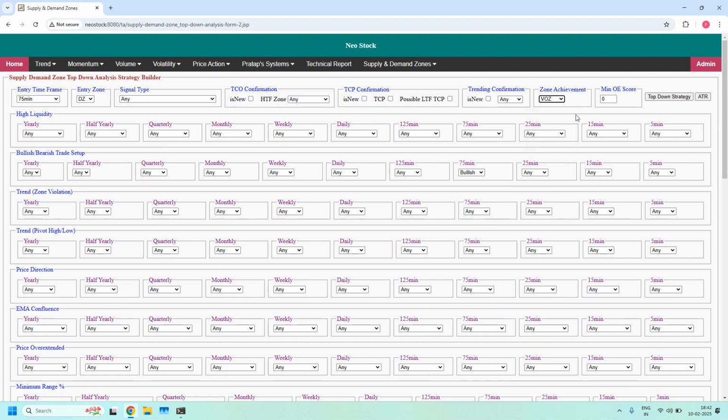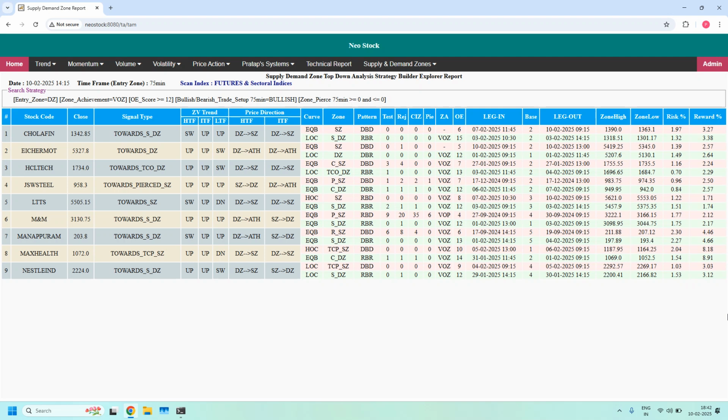Zone achievement violated opposing zone. Minimum odd enhance score 12. All three filters applied to 75 minutes demand zone. Now we got 9 stocks. These 9 stocks are currently supporting bullish trade setup for weekly income trade, and entry time frame zones are 75 minutes demand zones.